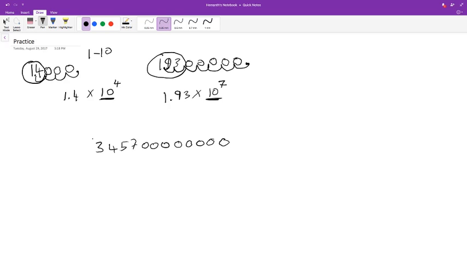So circle the digits that are not 0. Okay? And put the decimal point so that it's a number between 1 and 10, a decimal number. Right there. 3.457, that's our mantissa. Times, write your base, 10. The decimal point is here. We need to move it there. 1, 2, 3, 4, 5, 6, 7, 8, 9, 10, 11. 10 to the power of 11.